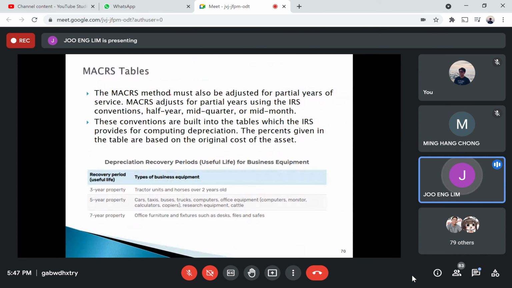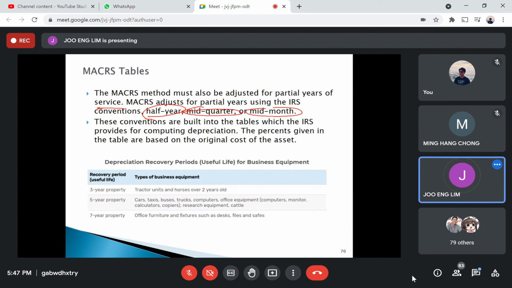Okay, so the MACRS method must also be adjusted for partial year of service. This is when you buy the asset. So we have this tax advantage, right? They tell you how you schedule your asset buying, because it is going to affect your tax consideration, right? So same thing, you need to adjust it to when you purchase it, right? So you will see a half-year table, mid-quarter table, and mid-month table.